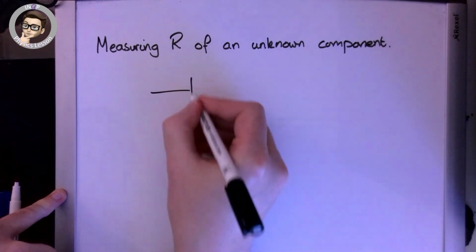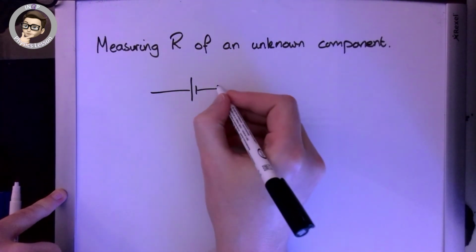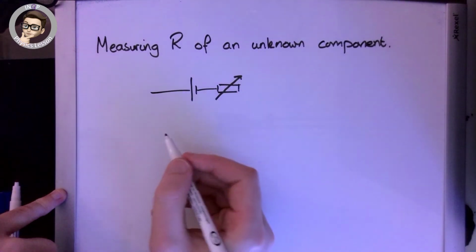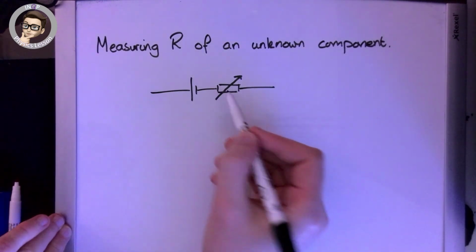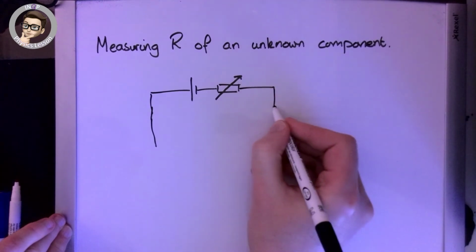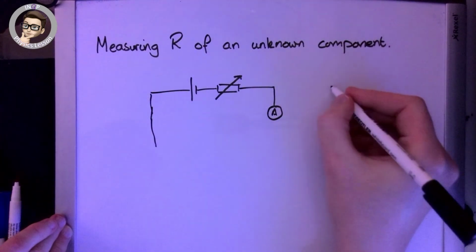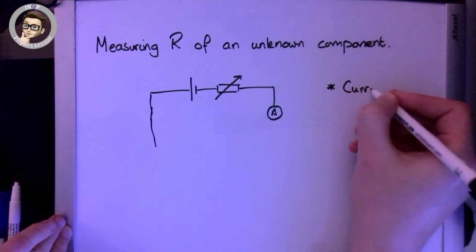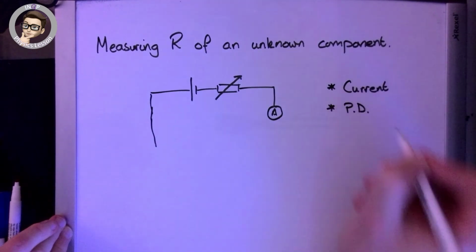So the first thing we would do is we would have our source of potential difference, our cell or our battery. We would have a variable resistor, and that's a resistor we can change the resistance of. It can go high, it can go low, but that variable resistor is really important. We'll then have an ammeter in our circuit because we need to measure the current. There's two things we need to know to work out resistance, and that is current and potential difference.